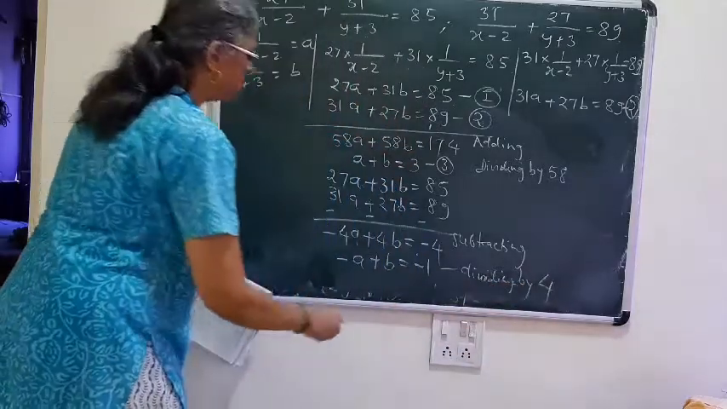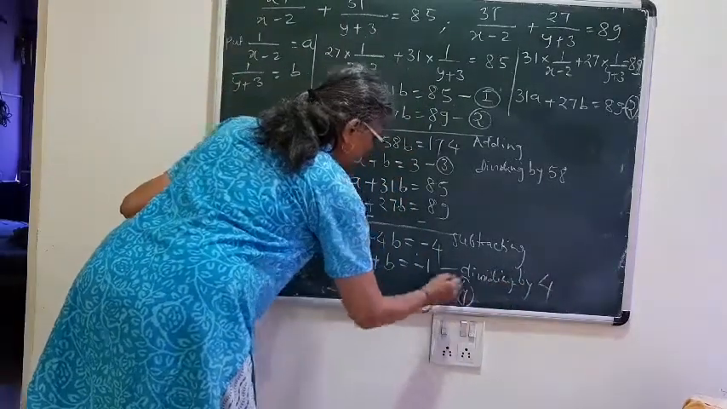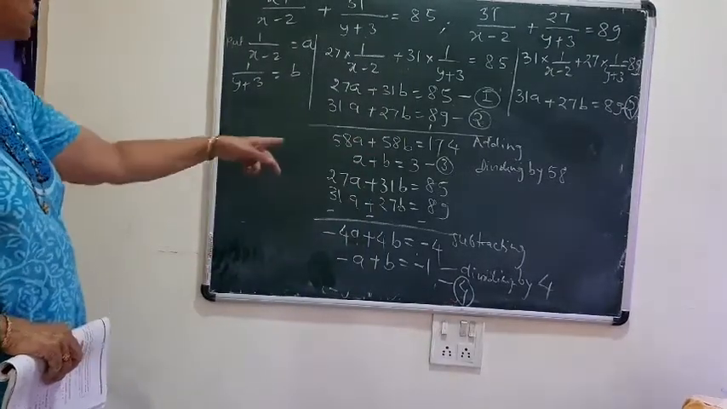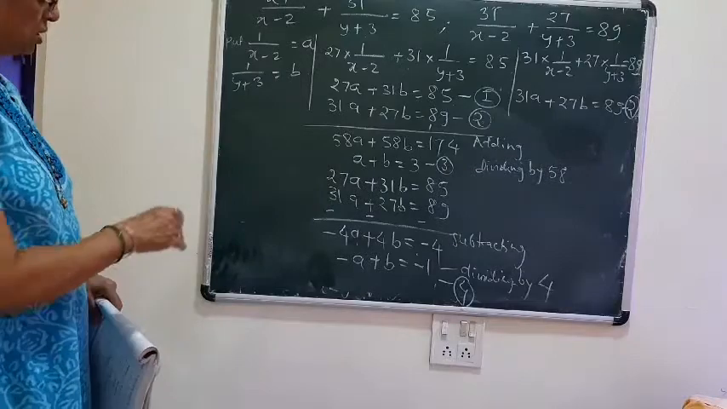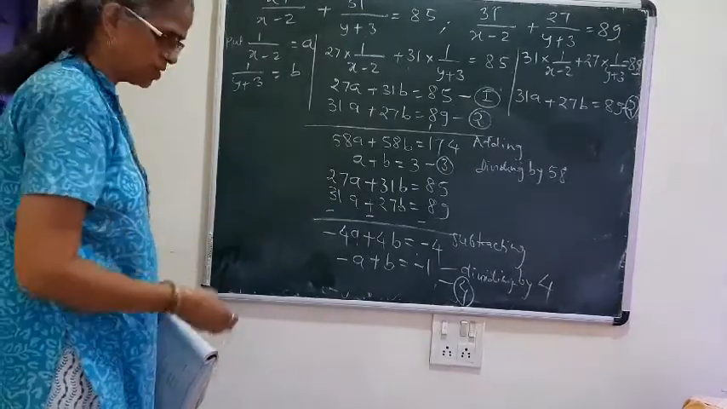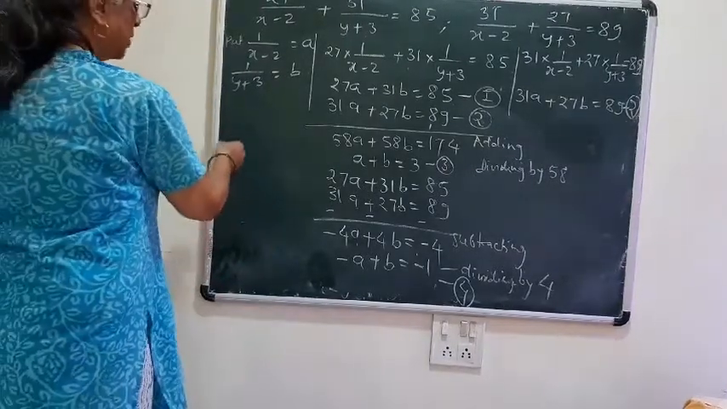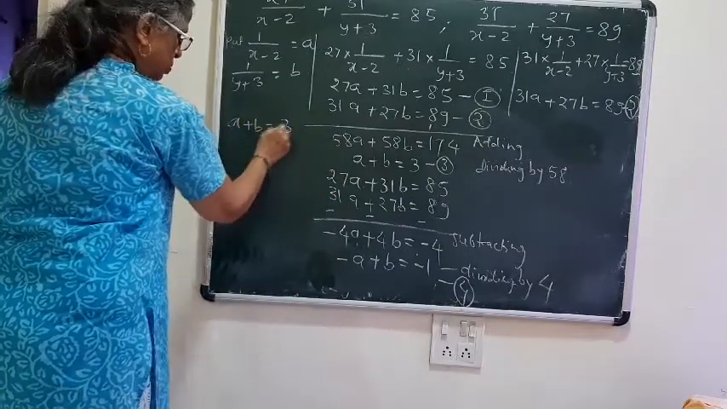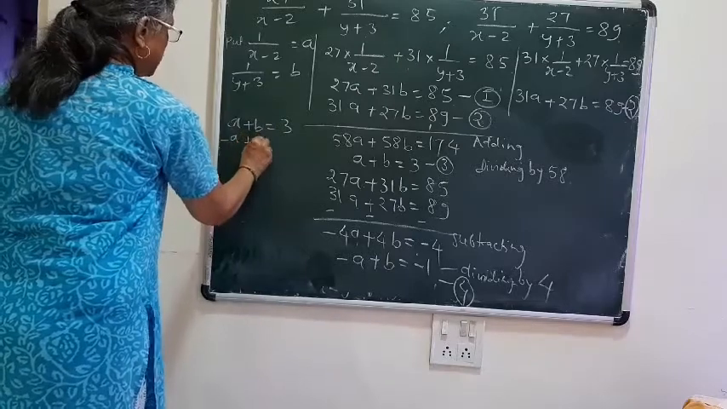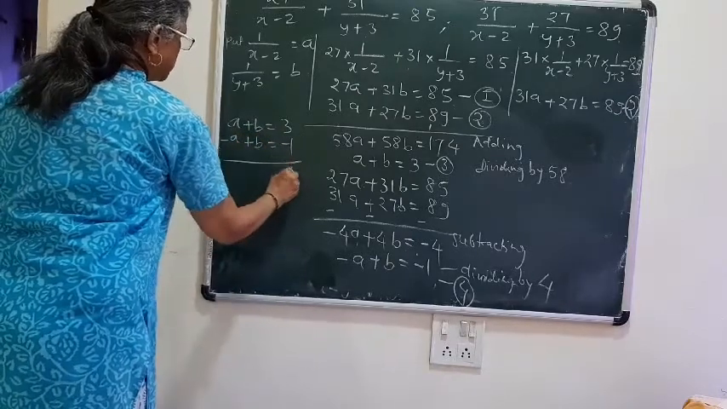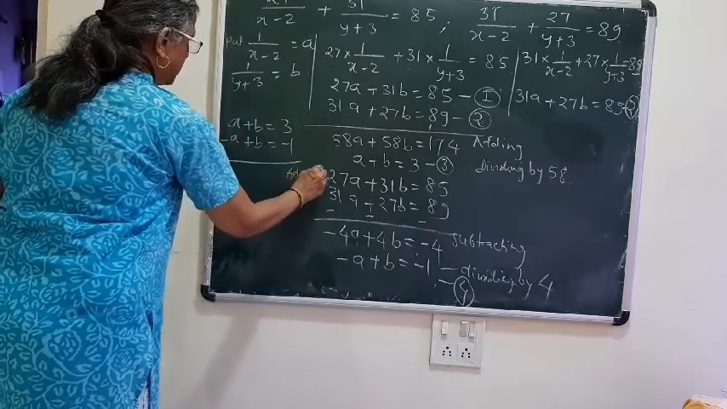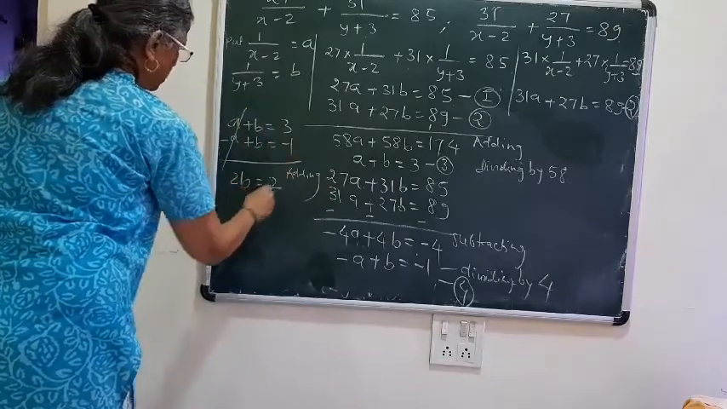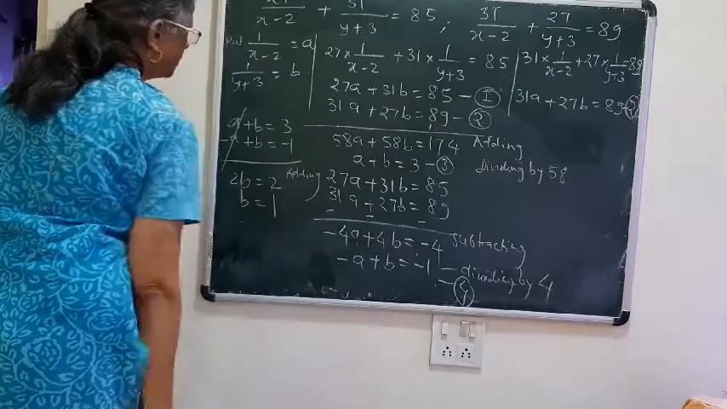So now you have this equation number 4 as minus a plus b equal to minus 1, and the third equation we have a plus b equal to 3. So now these simple equations we got from the bigger number equation. So I will write one below the other. A plus b is equal to 3, minus a plus b is equal to minus 1. So simply we are adding. Cancel this. 2b equal to 2. 3 minus 1 is 2. b will become equal to 1.